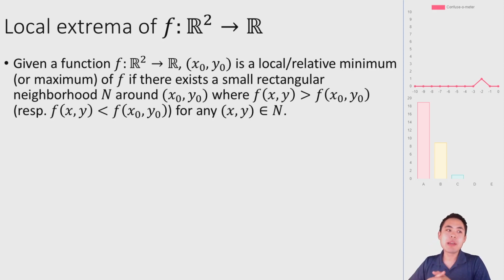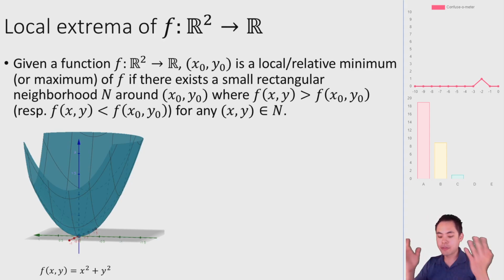Well, remember that when we have f of x, y, what we basically want is we have a plane, and then we have a surface on top of that plane, because for every x, y coordinate, you have some z value, right? So this looks something like this. This is f of x, y is equal to x squared plus y squared, which looks sort of like a parabola, except it's in 3D.